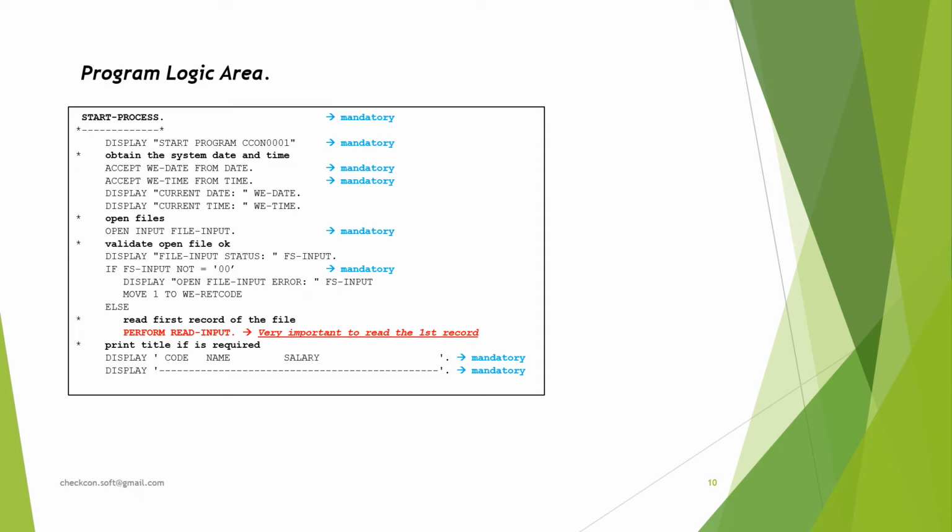Mandatory. Asterisk open files. Open input file input. Mandatory. Asterisk validate open file OK. If FS input not equals 2000, foot, mandatory. Asterisk read first record of the file. Perform read input. Very important to read the first record. Asterisk print title if it is required. Display codename salary. Mandatory. Display. Mandatory.